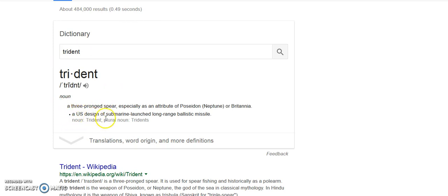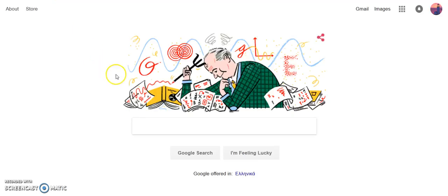It says it's a U.S. design of submarine launched long-range ballistic missiles. And so now this makes even more sense because the name of the ballistic missile that's launched by a submarine is called a trident. And so you see this trident over here, and it's under this big long wave. So it's like it's producing a massive wave over here.